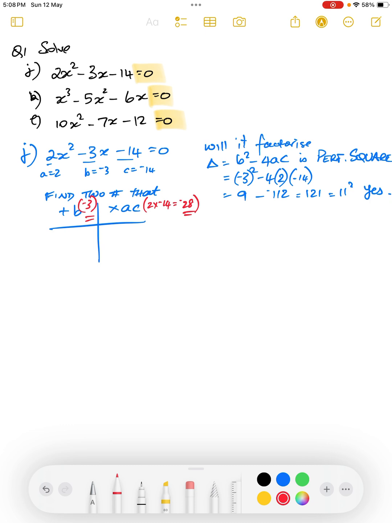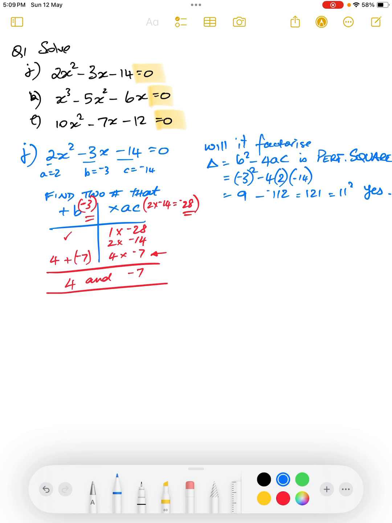So what are the factors of 28? We've got the biggest to be negative because b is a negative 3. They've got to add to be a negative, so we need a big negative in here. So let's look at the factors of negative 28. 1 times negative 28. 2 times negative 14. 3 doesn't work. 4 times negative 7. And that's it. Which of those will add to give negative 3? 4 and negative 7 add to equal negative 3 and multiply to give negative 28. So we found the two numbers. They are 4 and negative 7.